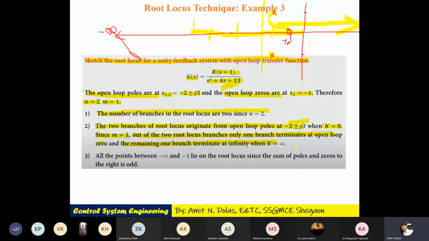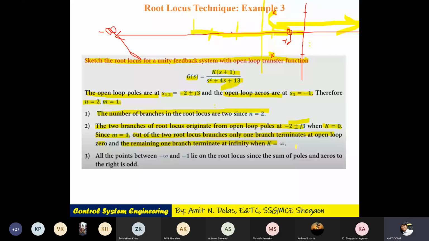As we did in this root locus, there is a zero at minus 1, and there are poles here at minus 2 plus j3 and minus 2 minus j3, a complex conjugate pair. So here, there is only one asymptote angle, which is nothing but 180 degrees towards the left. So this is all about the angle of asymptote. Then we need the breakaway point. How do we calculate the breakaway point?